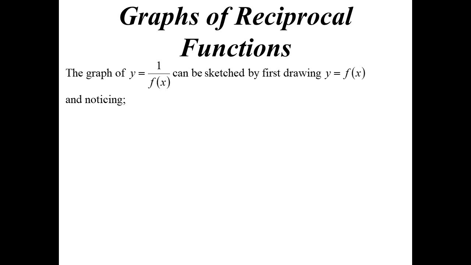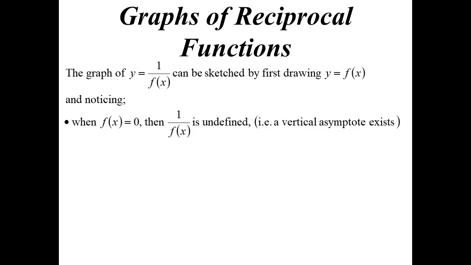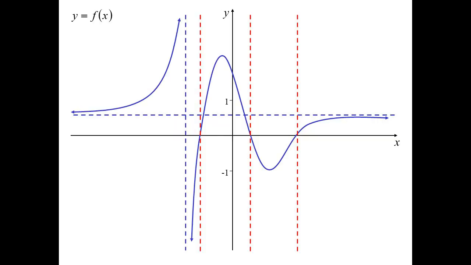If I want to draw 1 over a function, how do we do it? Well, first we draw the original function, and then we look for some key information. So when I turn it upside down, I know the bottom of the fraction can't equal 0. So whenever function x, the original function, is equal to 0, in my new picture, I must have a vertical asymptote.